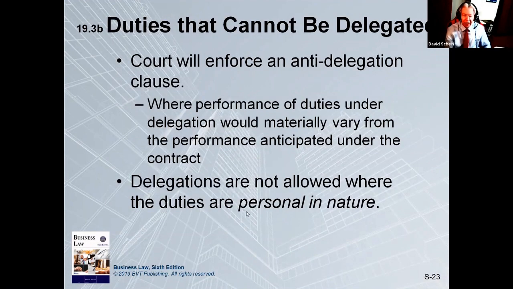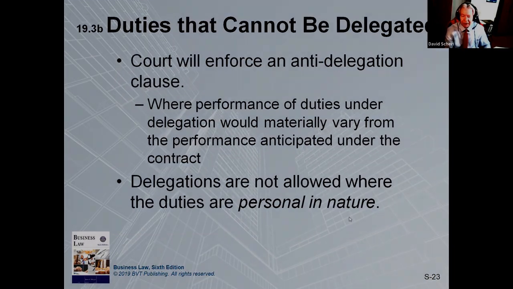And as we've pointed out to you again, using our quarterback example, delegations are not allowed where the duties are personal in nature. And again, that makes a lot of sense.